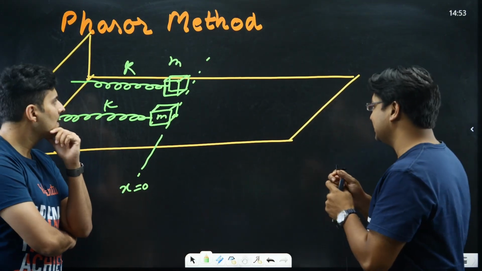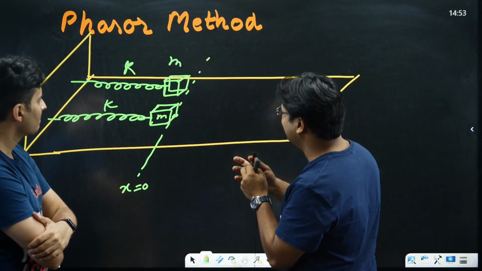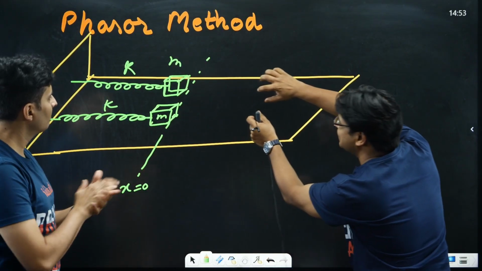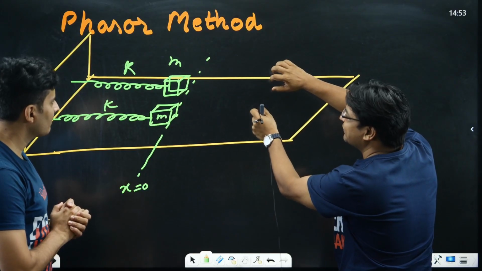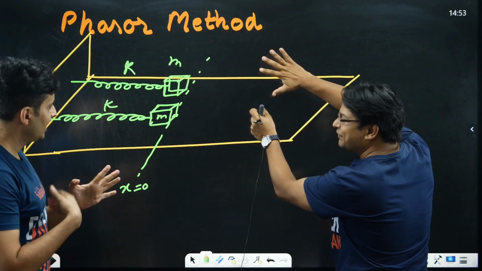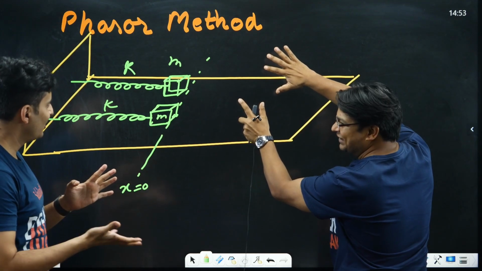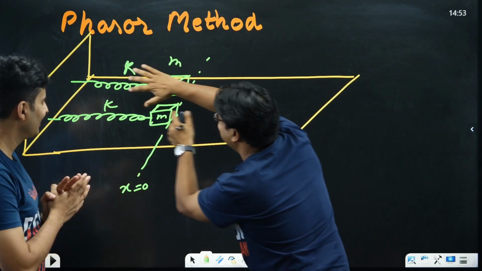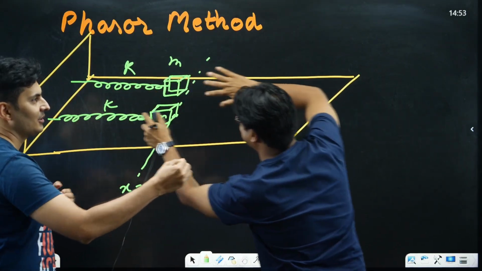Now the thing is that we plan to pull both these blocks by the same distance, and then we will release one. We'll wait for some time, then we'll release the other one. So they will oscillate somewhat like this.